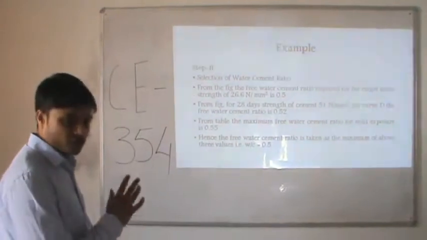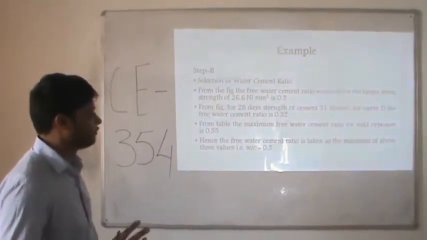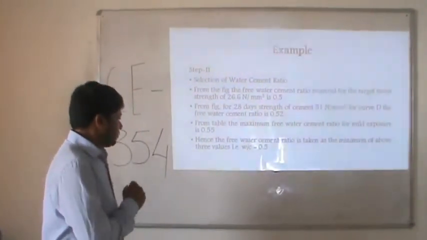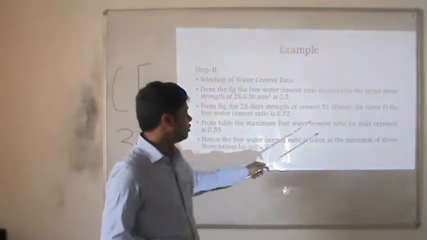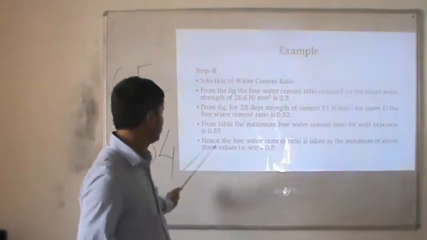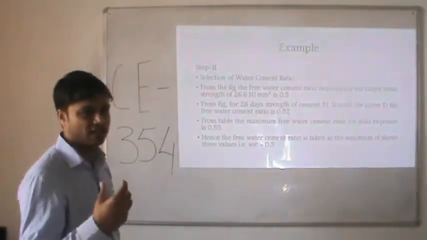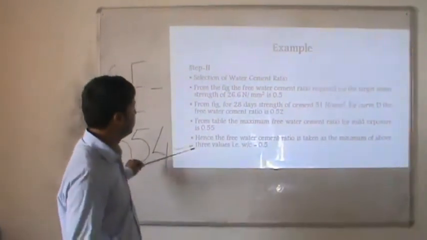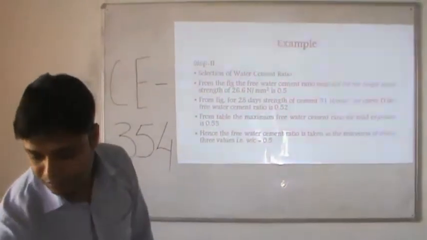From the figure which we have shown earlier, for 28 days strength of cement, 51 N/mm², for curve D, the free water cement ratio is 0.52. Sorry, from the table, the maximum free water cement ratio for the mild exposure is 0.55. Hence, the free water cement ratio is taken as the minimum of all these three values. We have told you that we have to see the values in the tables given in the IS code, and according to that the minimum value should be taken. So the minimum value for 26.6 target mean strength is 0.5, which we will take.